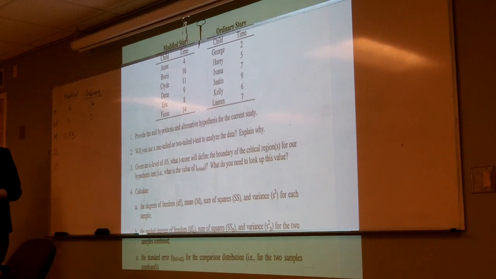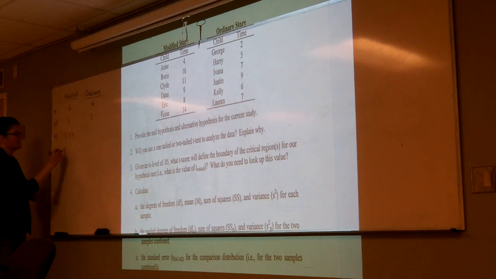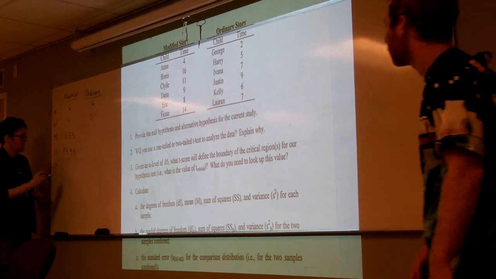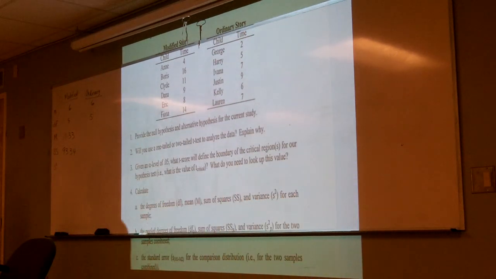93.34. I love the intonation. 93.34? What do you think? Yeah, people are nodding. 93.34. Okay. And sample variance is sum of squares divided by degrees of freedom, right? 18.67. Okay, good.